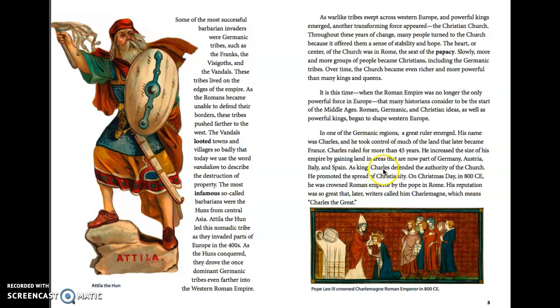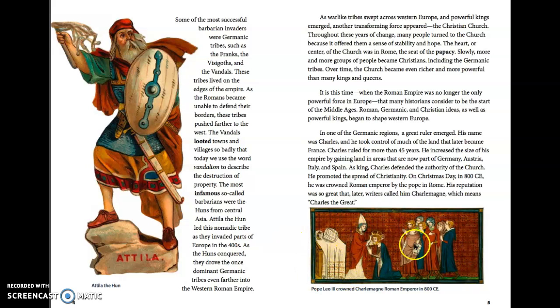As king, Charles defended the authority of the church. He promoted the spread of Christianity. On Christmas Day in 800 CE, he was crowned Roman emperor by the Pope in Rome. His reputation was so great that later writers called him Charlemagne, which means Charles the Great.